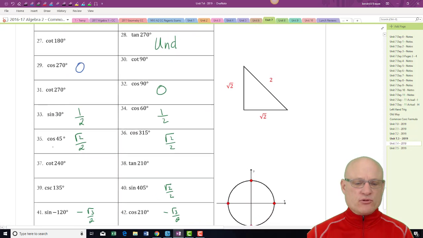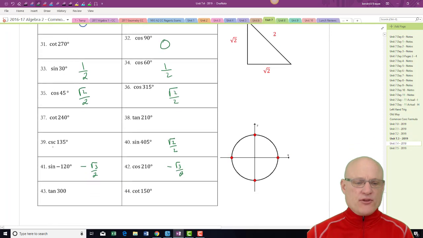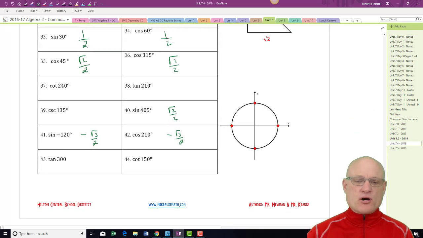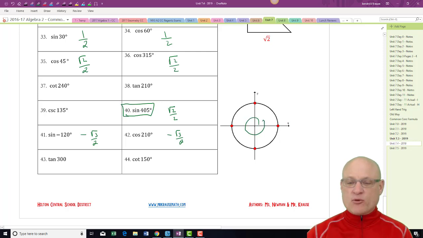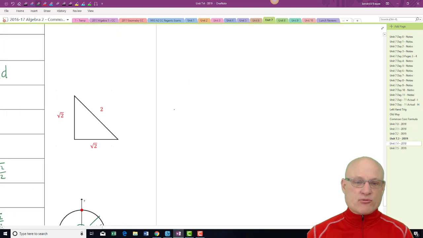Square root of 2 over 2. This one was a little weird because it was 405 degrees. But if you found the reference triangle, 405 degrees, we went, that's 360. And then we're back in the first quadrant at 45 degrees. So really, this is the same as the sine of 45 degrees. But then the rest of them are kind of weird, so I want to take you through the rest of them.